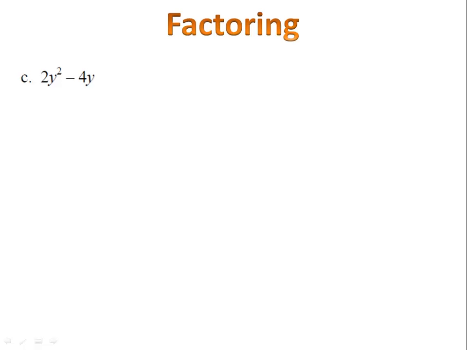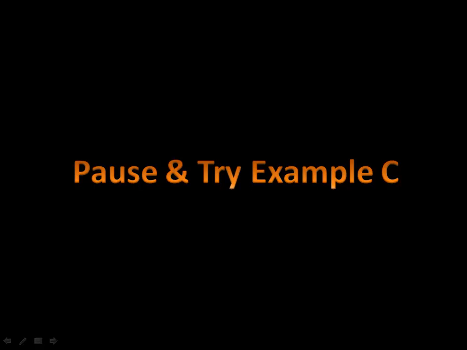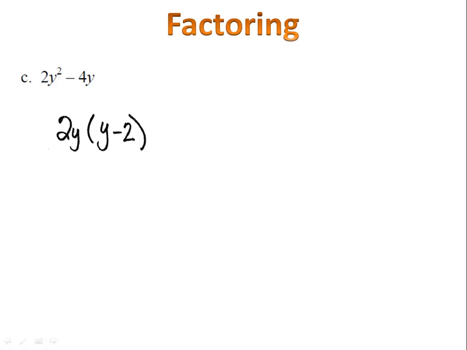In example C, we have 2y squared minus 4y. Please find the greatest common factor and factor this polynomial by using the method that we've seen. Please pause the video here and try example C. Let's see how you did. The greatest common factor is 2y. Both of the numbers in our original polynomial are divisible by 2, and they both have y's in common, with a smallest exponent of 1. When I divide each term by 2y, I am left with y minus 2.